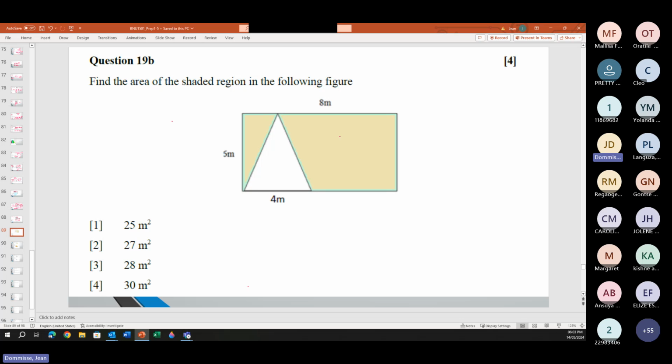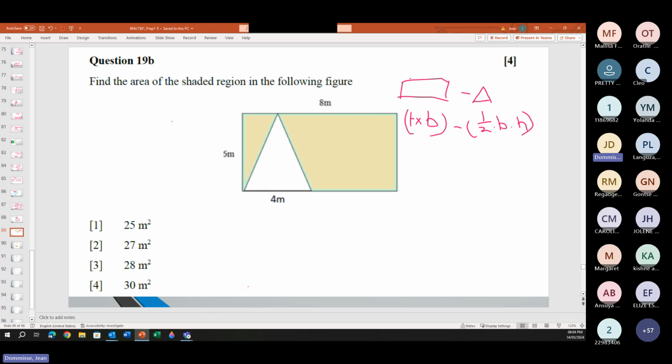Okay, so we need this yellowish figure. How to get to that area is we say, okay, we've got the whole rectangle. We're not going to work out that piece and that yellow piece. We're going to take that whole rectangle and subtract the triangle part in there. Okay, so for the rectangle it's length times breadth, and the triangle is a half base times height.